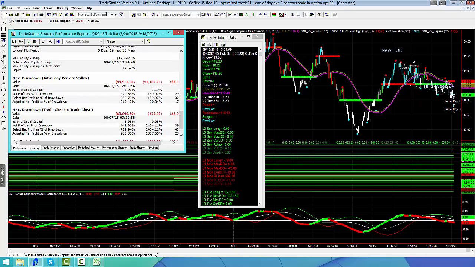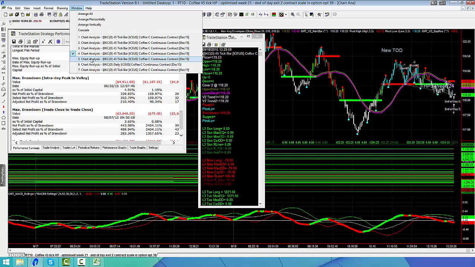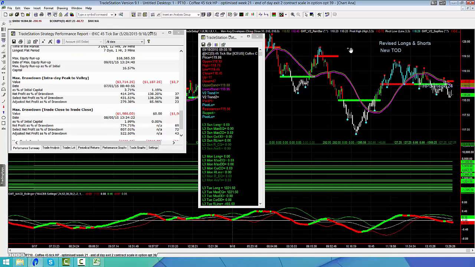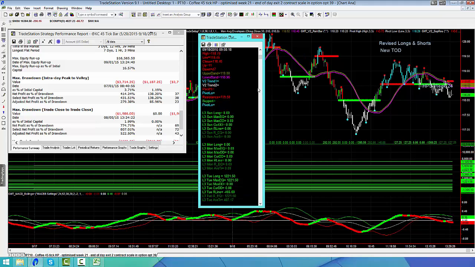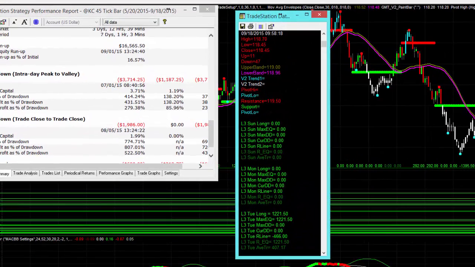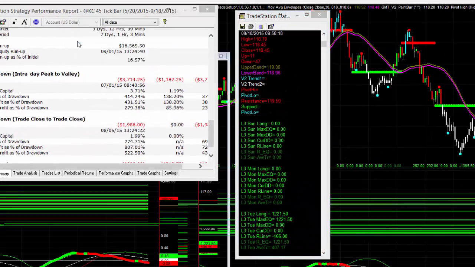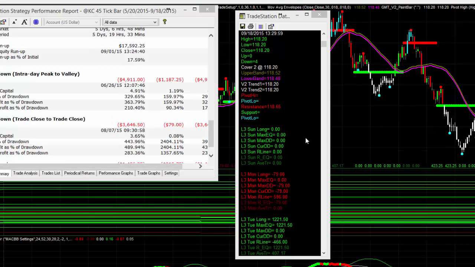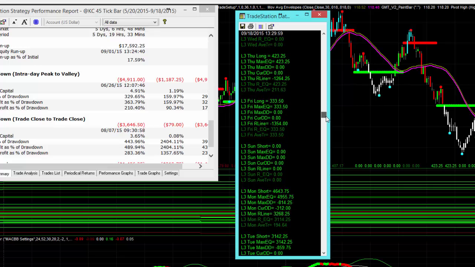However, if we go down to the next little bit of analysis I've added in here, I've actually revised the longs and the shorts, to make sure that we're not trading any days that are not as profitable. Because if we have a look here, you'll see that there's actually some days that are not profitable at all.